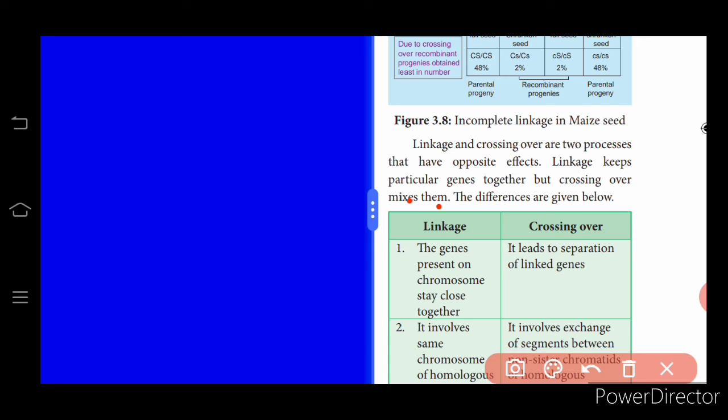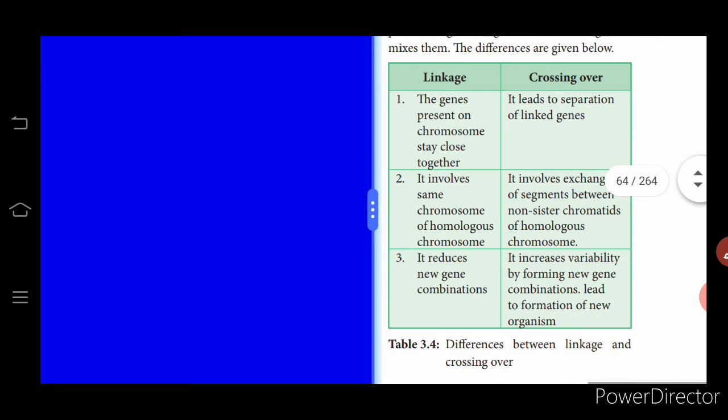This table tells you the difference between linkage and crossing over. We'll just read through that. In linkage, the genes present on a chromosome stay close together. Crossing over leads to separation of linked genes. The next one, it involves the same chromosome, or the homologous chromosome, and it involves segments of non-sister chromatids of the homologous chromosome. I will explain this one. It involves exchange of segments between non-sister chromatids.